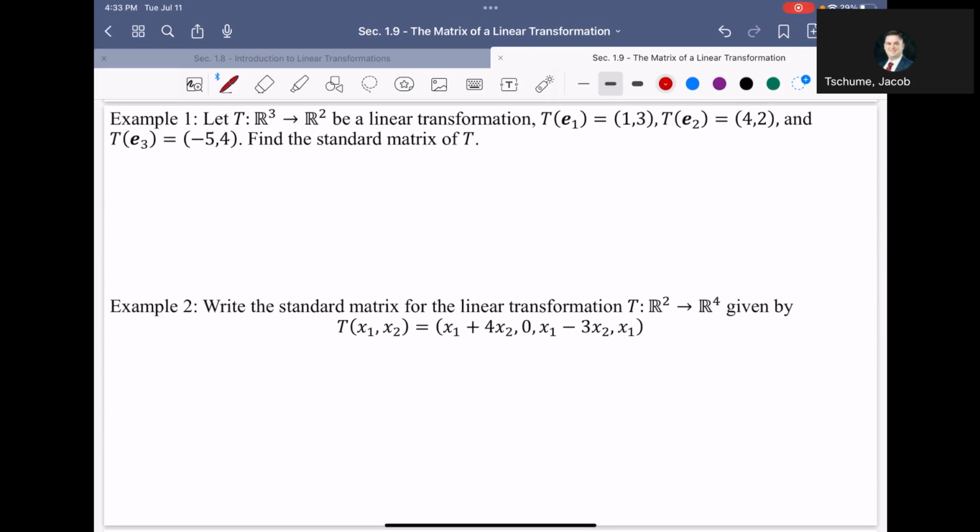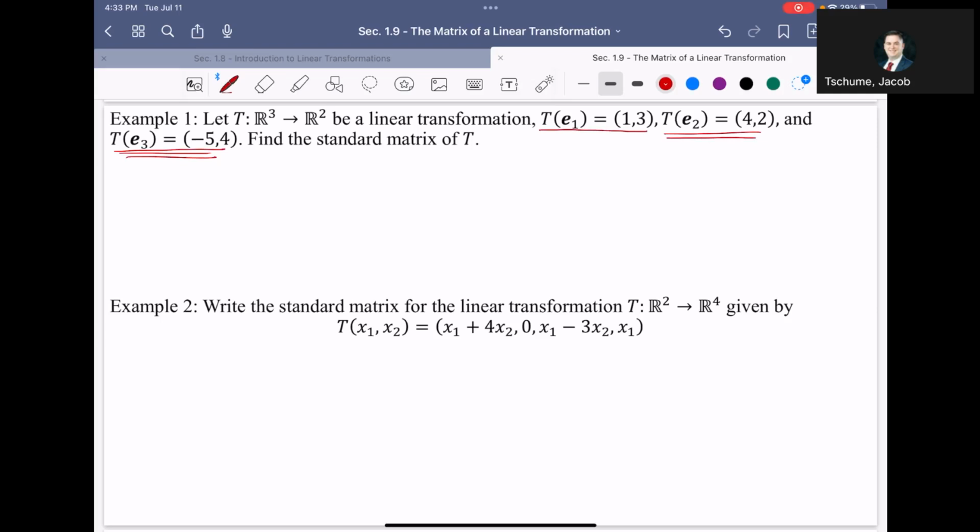if we let the transformation be mapping from the third dimension into the second dimension, and we assume that it is a linear transformation, then let's define T of E1 as 1, 3, T of E2 as 4, 2, and T of E3 as negative 5, 4. Then what would the standard matrix of T be?